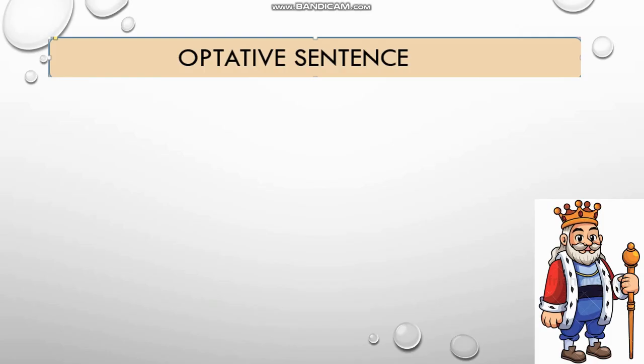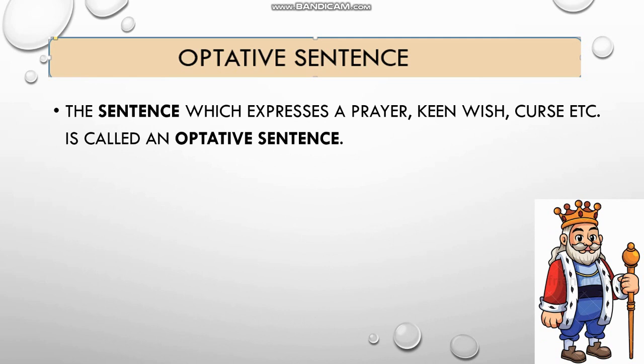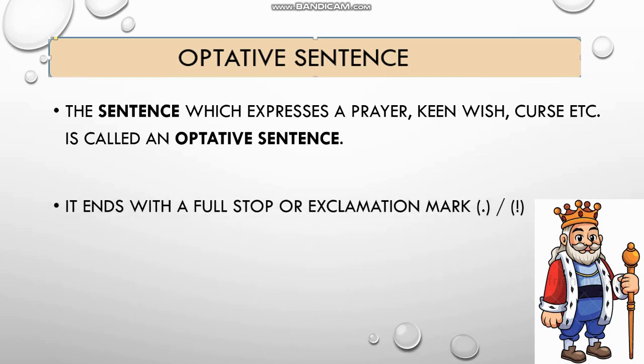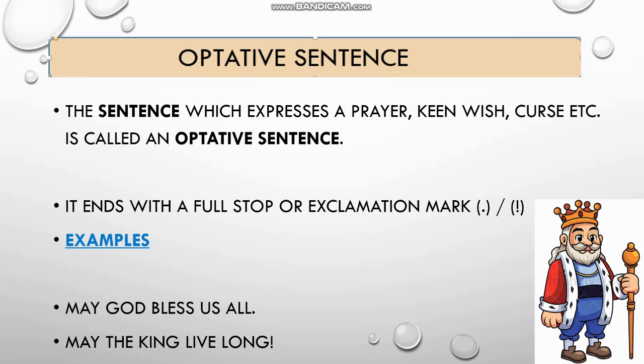Now we're going to look at the fifth and the last type of sentence, which is the optative sentence. An optative sentence is a type of sentence which is used to express a prayer, a keen wish, a curse, etc. It ends with a full stop or an exclamation mark. Let's look at some examples. May God bless us all. It ends with a full stop. May the king live long! It ends with an exclamation mark.